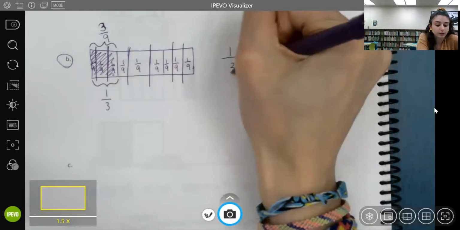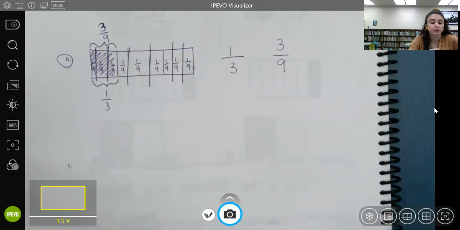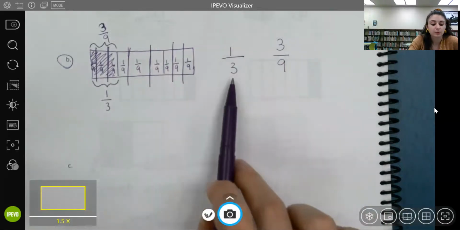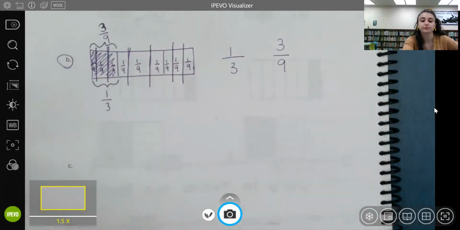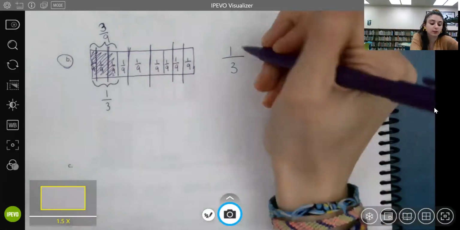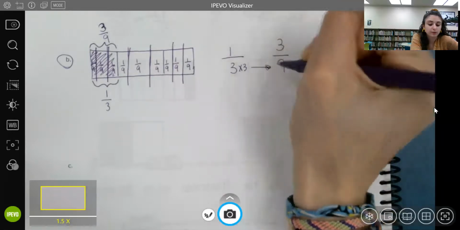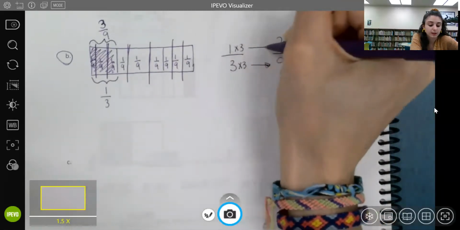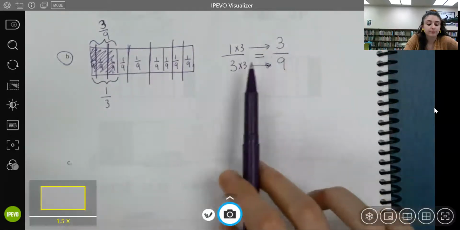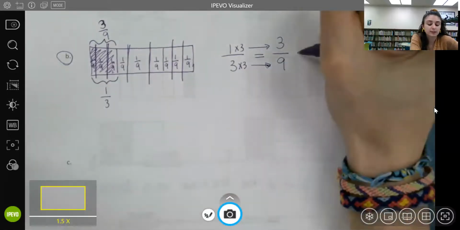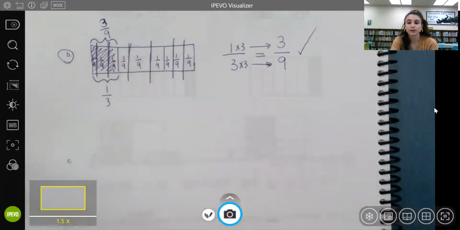So 1/3 and 3/9. Whatever we do to the bottom, we have to do to the top. So can we multiply anything by 3 to get 9? If you said 3, you're correct. So times 3. And of course, if we multiply the bottom times 3, we have to multiply the top times 3. So 1 times 3 equals 3, and 3 times 3 equals 9, which means this is correct, that 1/3 and 3/9 are equivalent fractions.